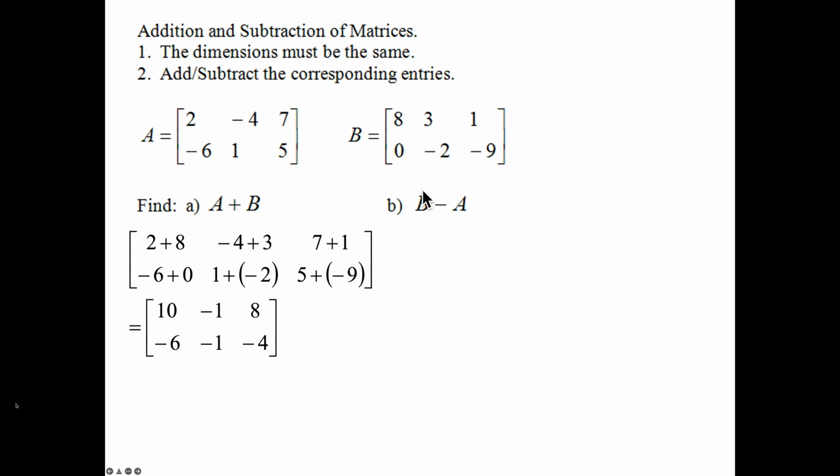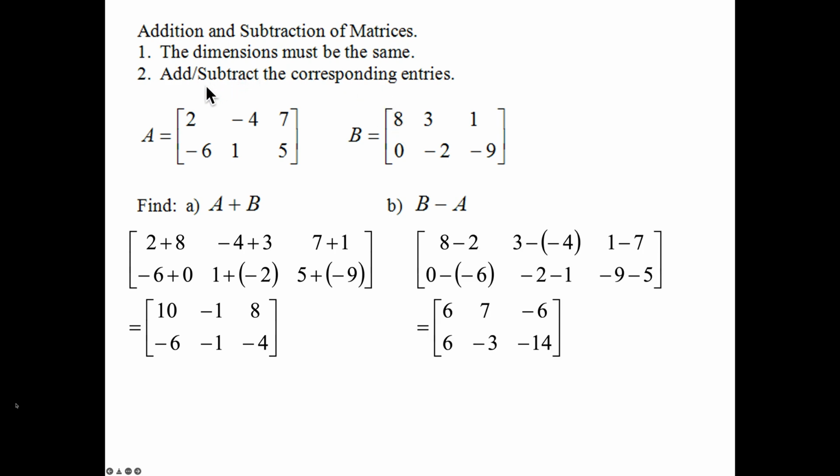Now be careful with the subtraction or they start moving matrices around. So we're going now B minus A. So my first entry is 8 minus 2. 3 minus a negative 4, 1 minus 7, 0 minus negative 6, negative 2 minus 1, negative 9 minus 5. Crunch the numbers. There's my difference between matrix B and matrix A. 6, 7, negative 6, 6, negative 3, negative 14.